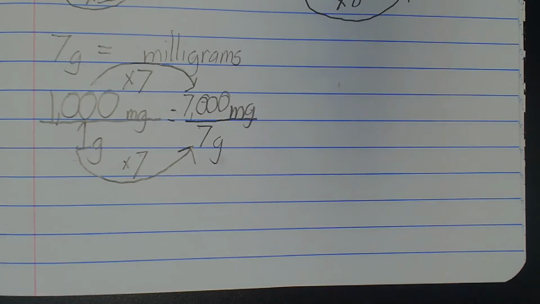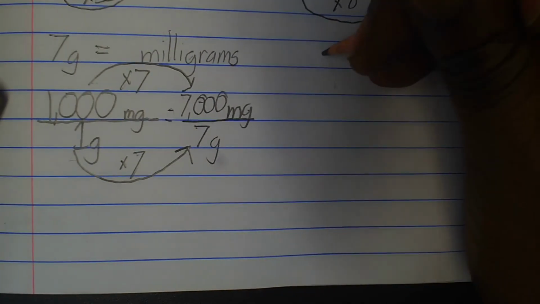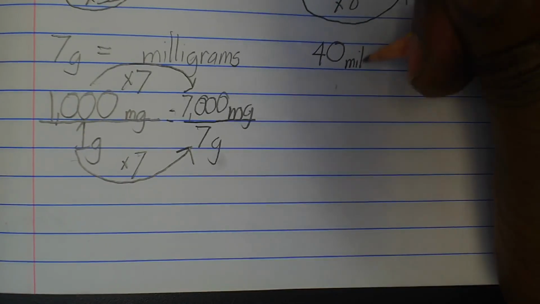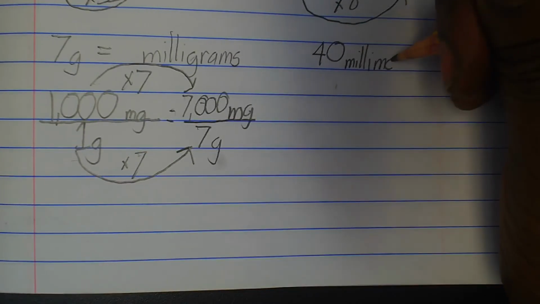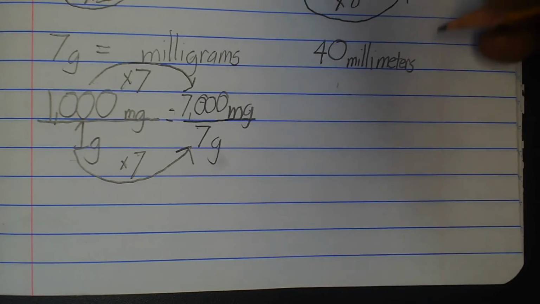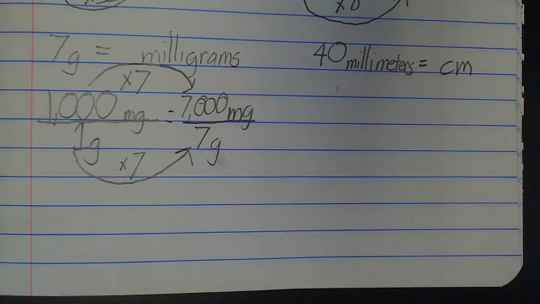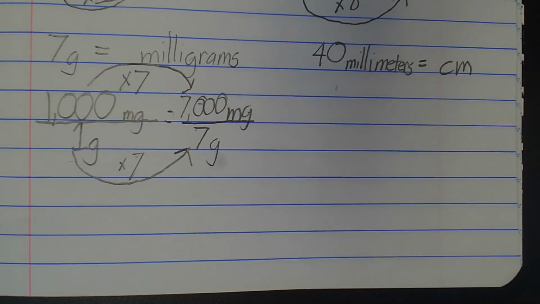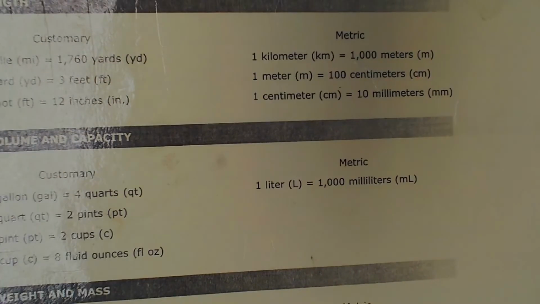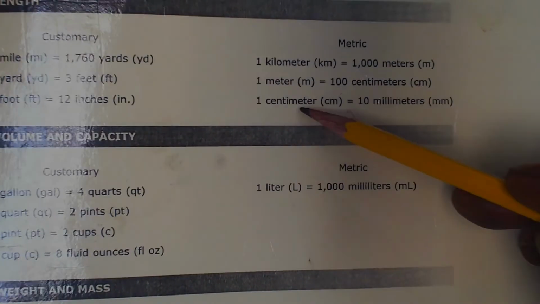The last problem we're going to work today is the following. So we have 40 millimeters. Oh, I don't know why I wrote that. And then we're changing those millimeters into centimeters. All right, so now here on our reference materials page, we have 10 millimeters equals 1 centimeter.